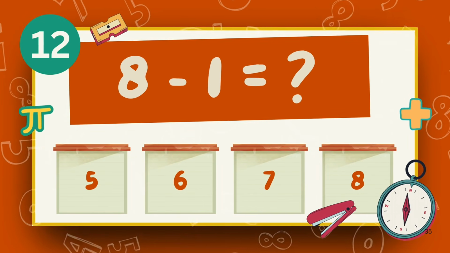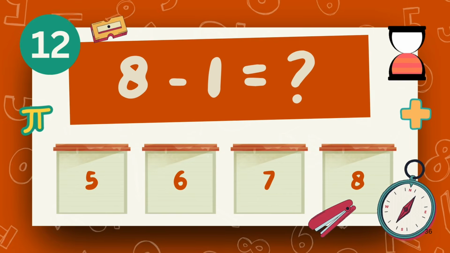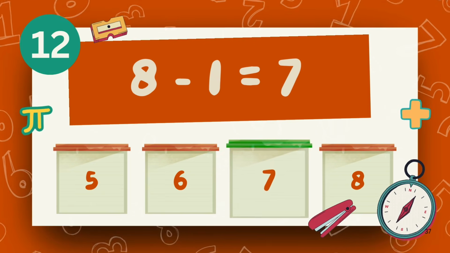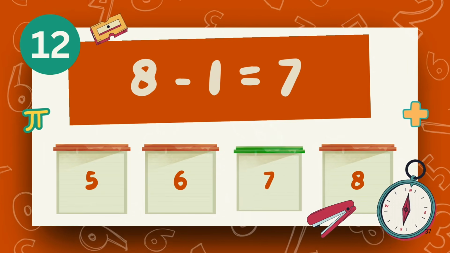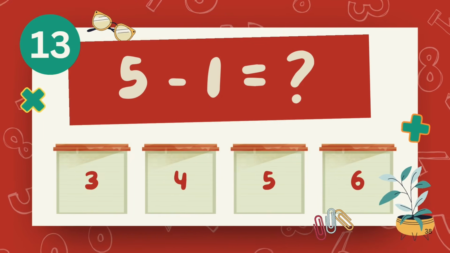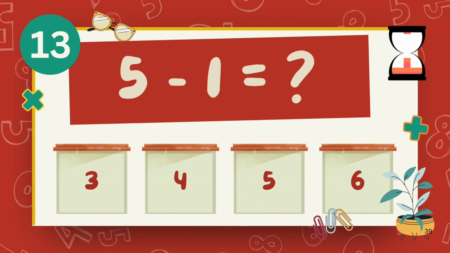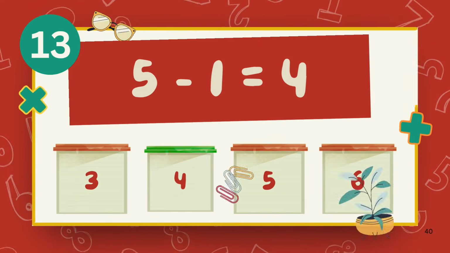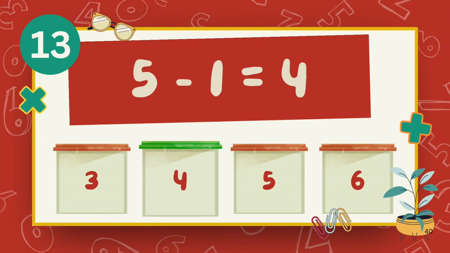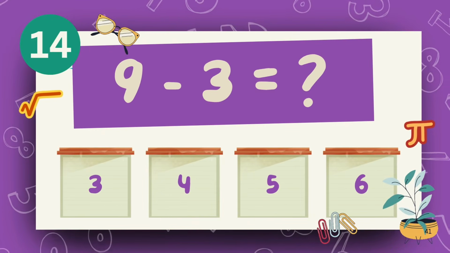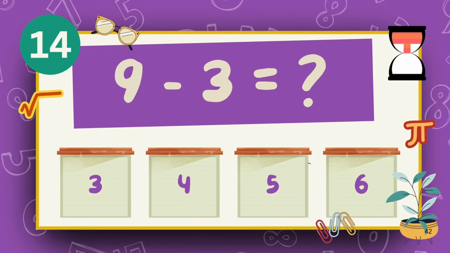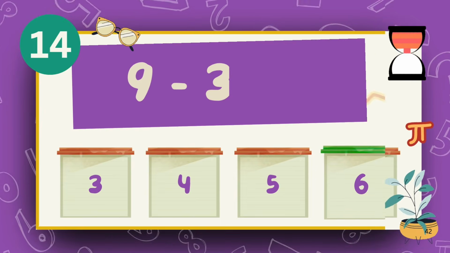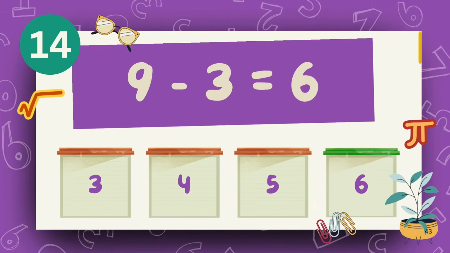What is 8 minus 1? The answer is 7. What is 5 minus 1? The answer is 4. What is 9 minus 3? The answer is 6.